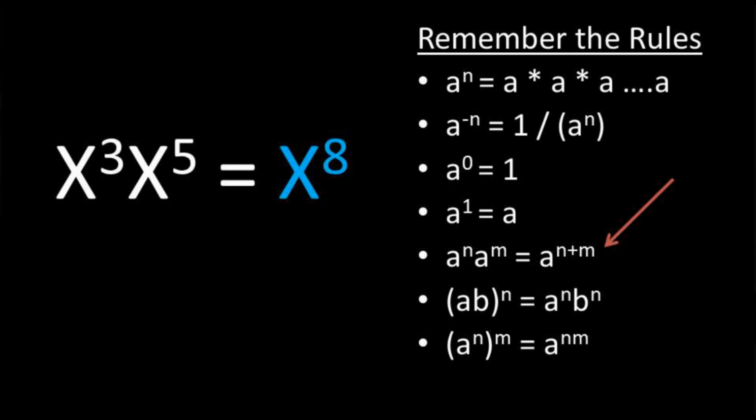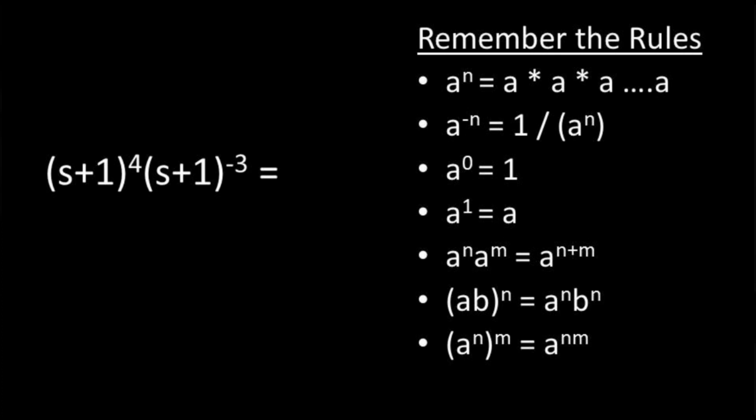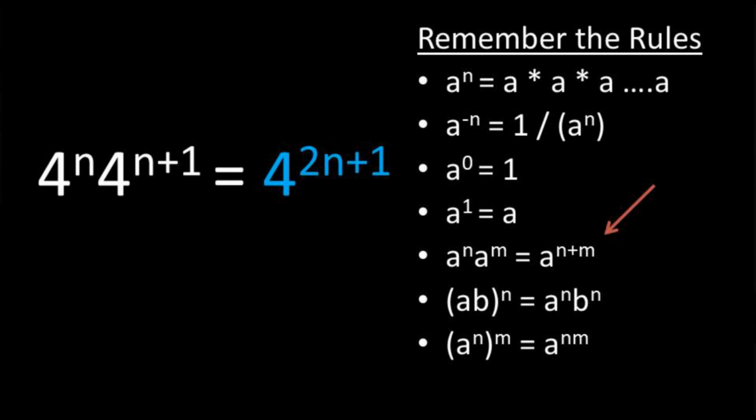For the next one, it's s plus 1 to the 4th times s plus 1 to the negative 3rd. It's almost the same thing we did above, except there's an extra number on the inside of the parentheses. It's to throw you off a little bit. So you do the same thing, add the exponents, so you get s plus 1 to the first, or just s plus 1. And then for the last example, it is 4 to the n times 4 to the n plus 1, and then the answer would be 4 to the 2n plus 1.